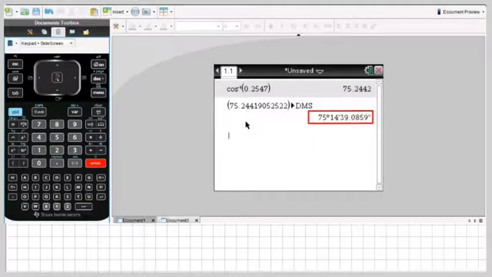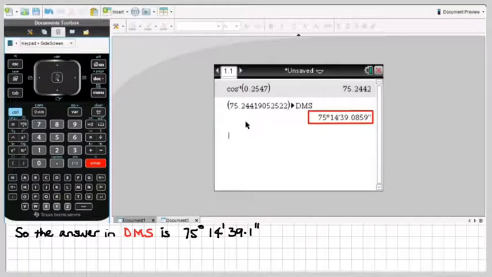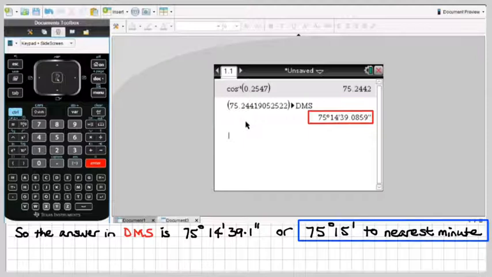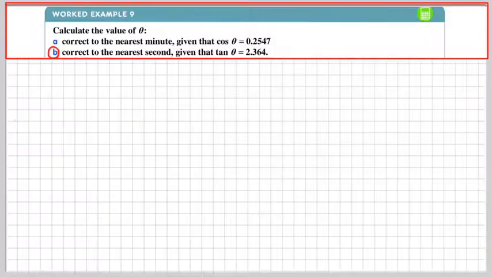So which way do we round? That's the answer, but it's not the answer as we have to quote it. We have to say it's 75 degrees and round this up, because that's more than 30. 30 or more, we round up to 15 minutes. That's your answer. Now this one here, to the nearest second.